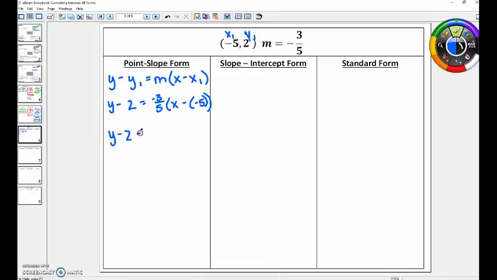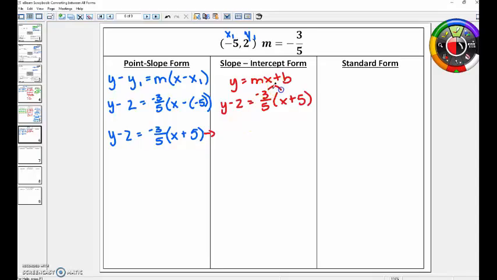y minus 2 equals negative 3/5 times (x plus 5). We don't want to do any distributing just yet. As soon as we start distributing, now we're on to the slope-intercept form, y equals mx plus b. Okay, so we have y minus 2 equals negative 3/5, parentheses, x plus 5.